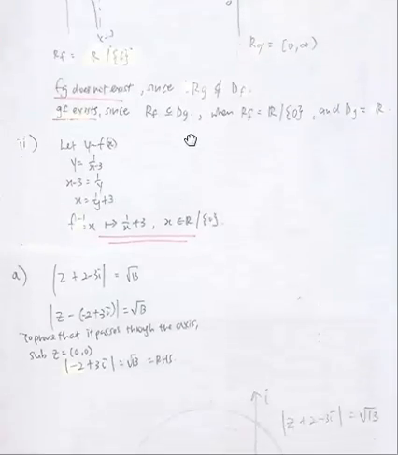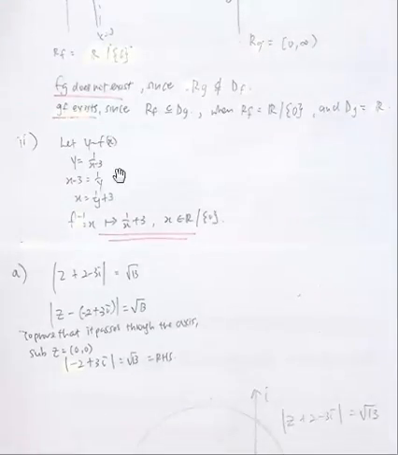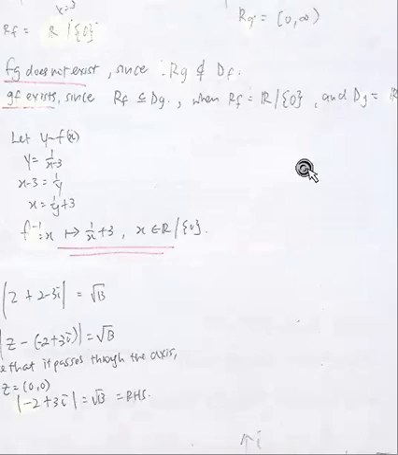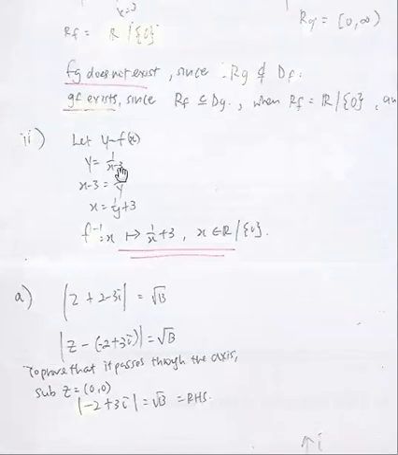For part 2, to find f inverse x, we firstly let y equals f(x). So y equals 1 over x minus 3. We need to make x the subject. So x minus 3 equals 1 over y, x equals 1 over y plus 3. So f inverse x equals 1 over x plus 3.